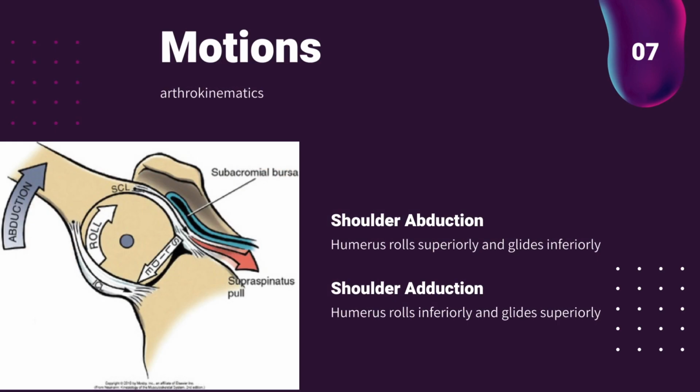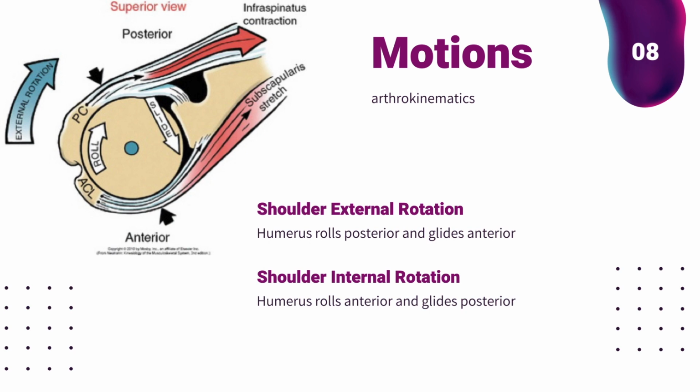For motions such as abduction and adduction, this motion is in the frontal plane, so this picture is from the frontal view. For shoulder abduction, the humerus rolls superiorly and glides inferiorly on the glenoid. For shoulder adduction, the convex humerus rolls inferior and glides superior. For the motion internal and external rotation, this is in the transverse plane. For external rotation, the convex humerus rolls posterior and slides anterior. For internal rotation, the convex humerus rolls anterior and slides posterior on the glenoid.